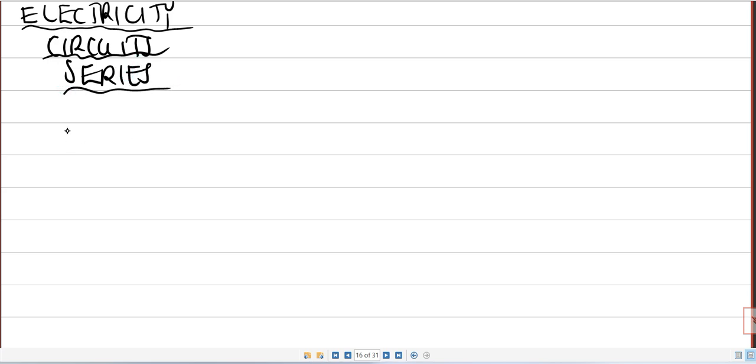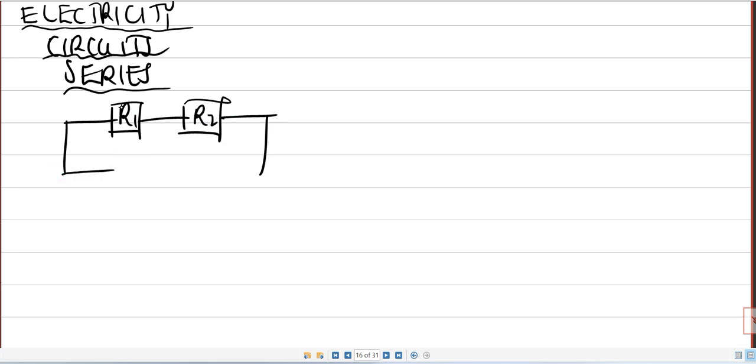In a series circuit, you have resistors which are connected in one line. So we can say this is resistance 1, resistance 2. They are also connected to a battery which has 2 cells which are connected in series. So things which you are interested in is to see the flow of current.